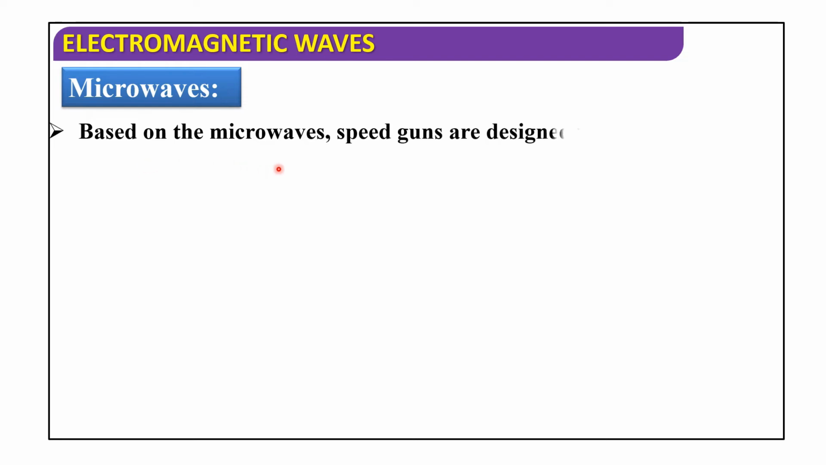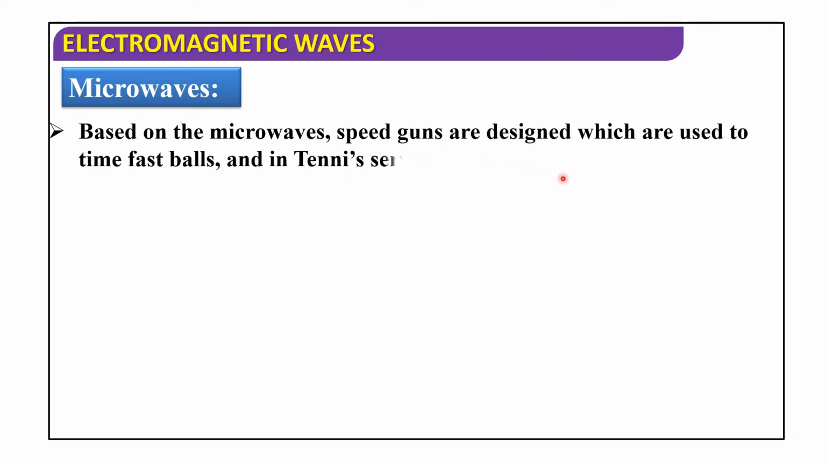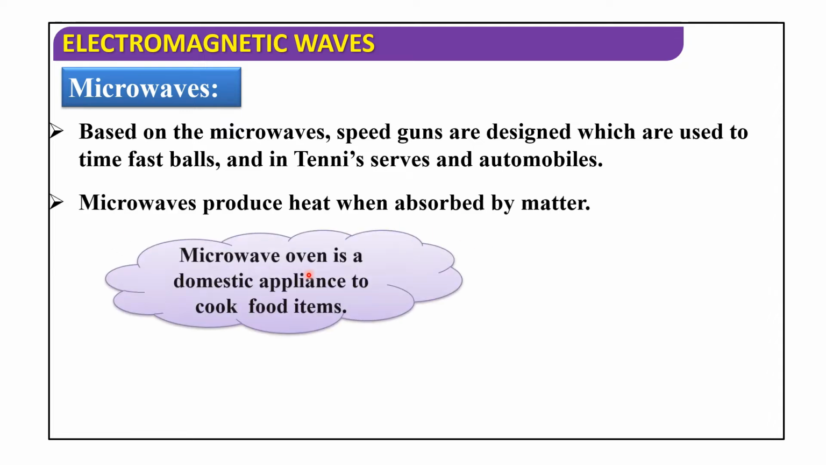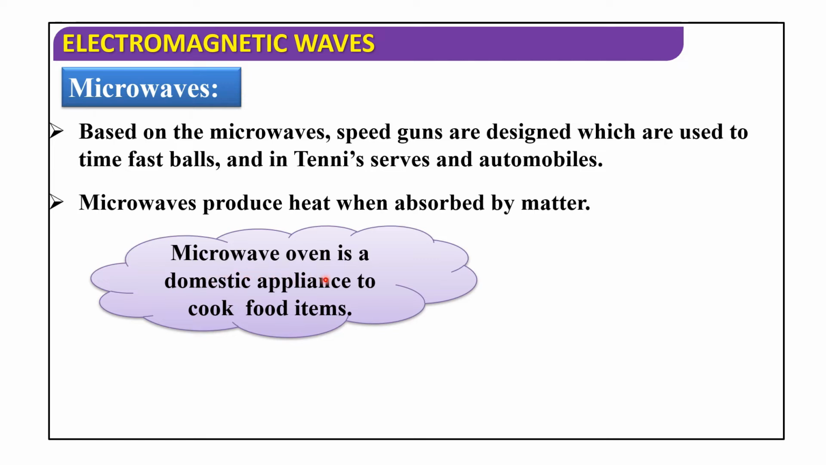Based on microwaves, speed guns are designed which are used to time fast balls, tennis serves and automobiles. Microwaves produce heat when absorbed by matter. Microwave oven is a domestic appliance to cook food items.